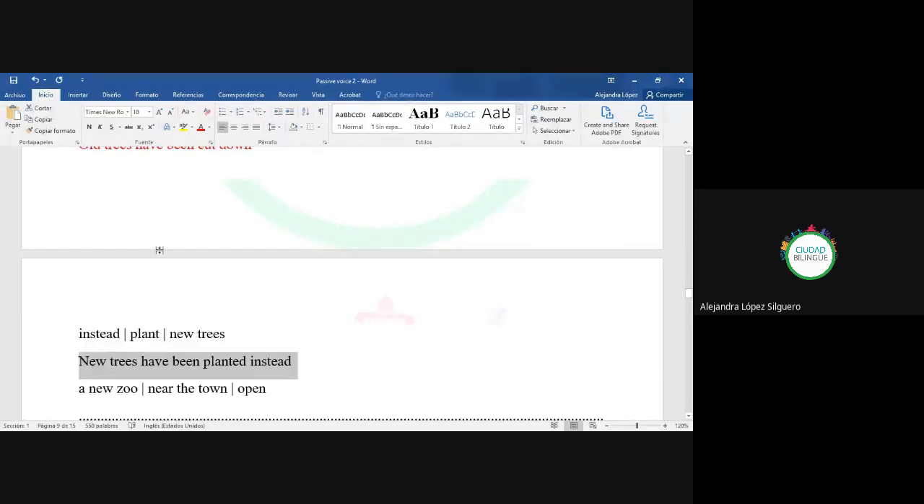Remember to identify the noun, ¿ok? Recordemos que si tenemos un noun, plural noun, ¿cierto? Un sustantivo plural, los árboles o un objeto plural, el auxiliar es have been. Has been for singular, have been for plural.